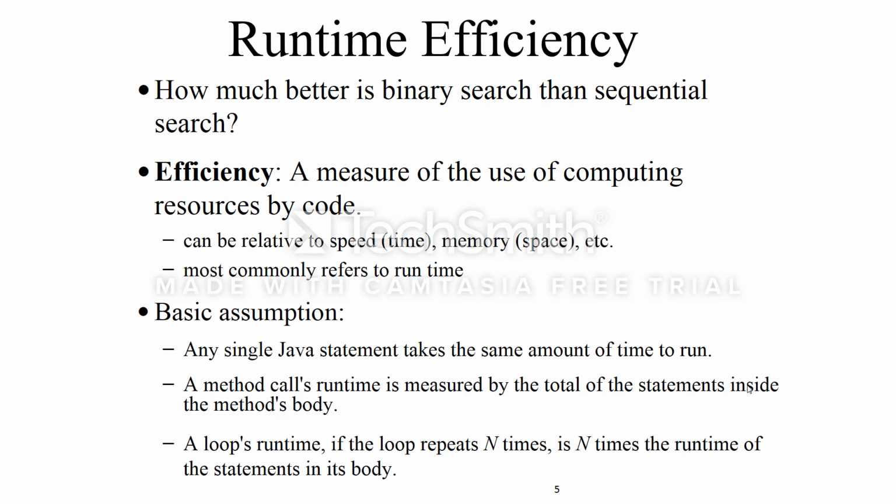Because you want to know, okay, can I run this one time, two times, 1,000 times, 10,000 times? Once you get the difference between 2 and 10,000 times, then that's a decent difference. But the difference between 2 and 4 really isn't. So it's not precise, but it's a good approximation. The method's runtime is measured by the total number of statements inside the method body. We'll see an example of this in a second. And if there's a loop that repeats n times, it's n times the number of statements in the body. Again, we'll see an example of this in a second.